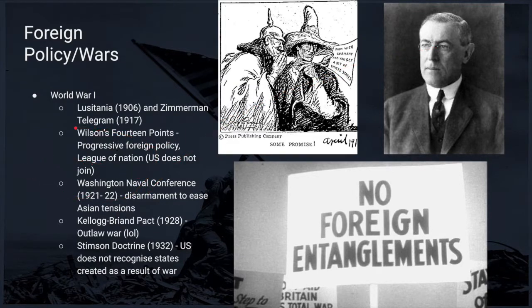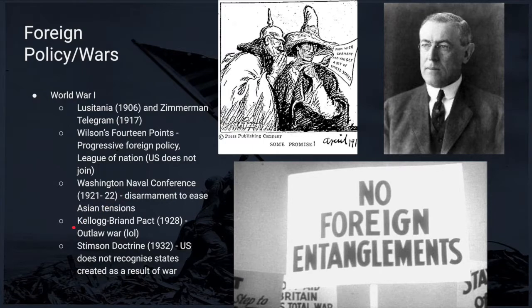So know that drama. Now, in the interwar years, we do have a Washington Naval Conference, 1921 to 22. This is a disarmament conference where a bunch of nations come to America, come to Washington, and they say, hey, we need to decrease our naval ships. We all need to calm down. We don't need another war. This is to ease tensions between Japan and China. So know about that. Again, America trying to find peace and trying not to go to war.